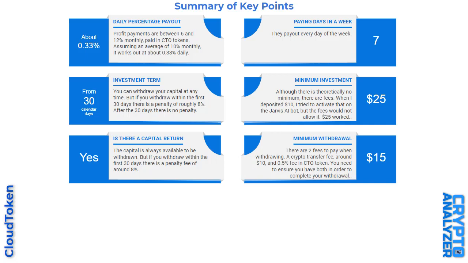Now, when you do a withdrawal, you have to pay two fees. So if you're withdrawing Bitcoin, for example, you pay the Bitcoin network fee, and you have to pay a 0.5% fee in CTO tokens. So you need to ensure that you have both of those currencies. You need to be able to pay the network fee, and you also need to be able to pay the CTO fee in order to complete your withdrawal.